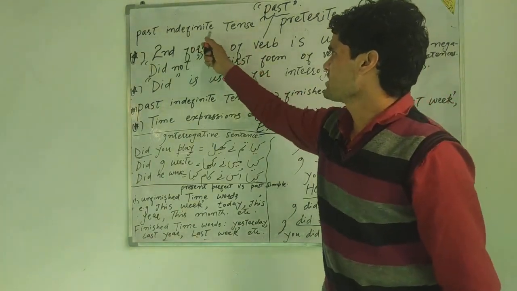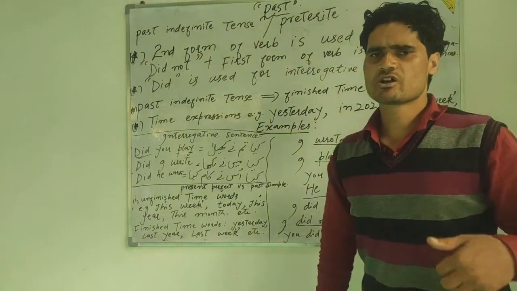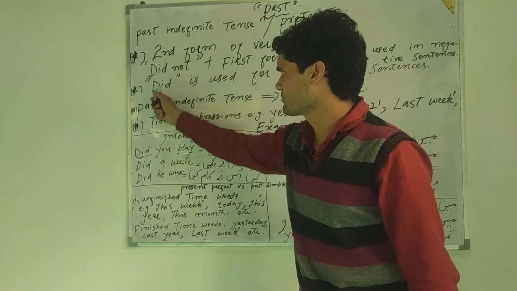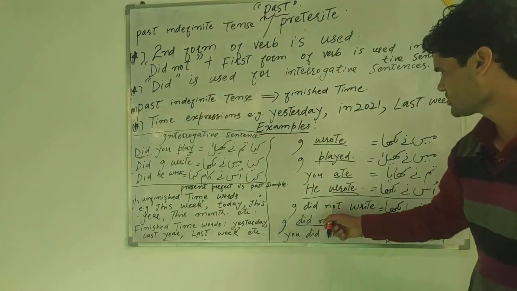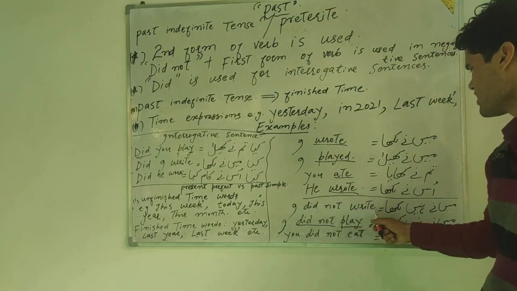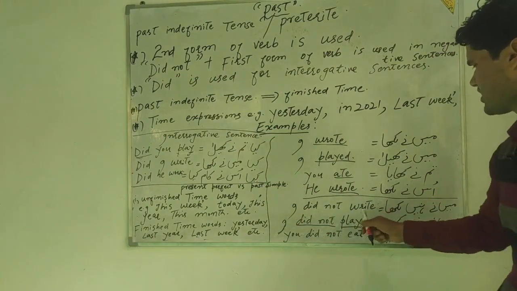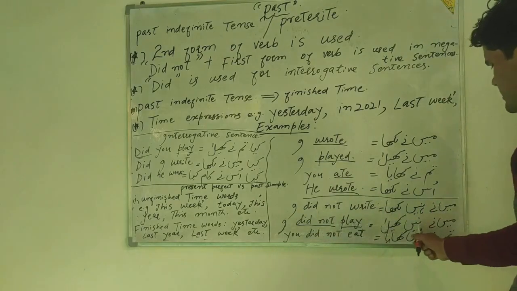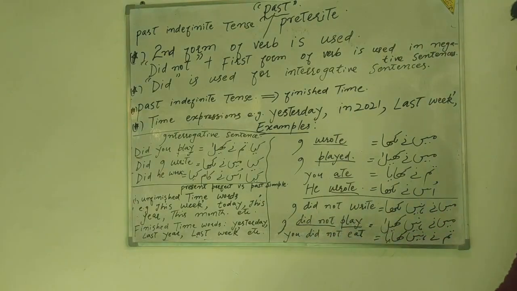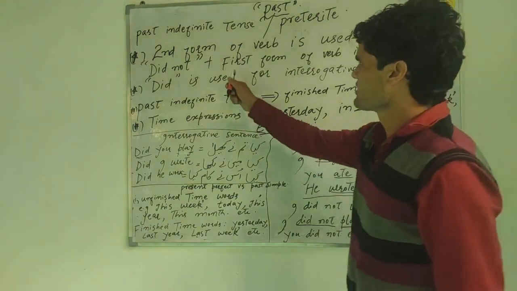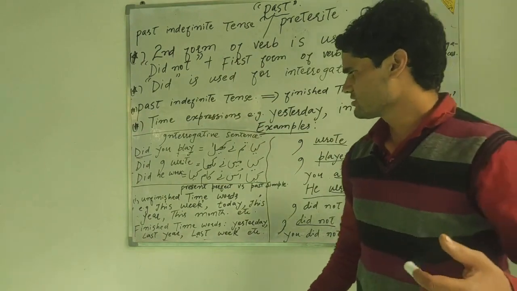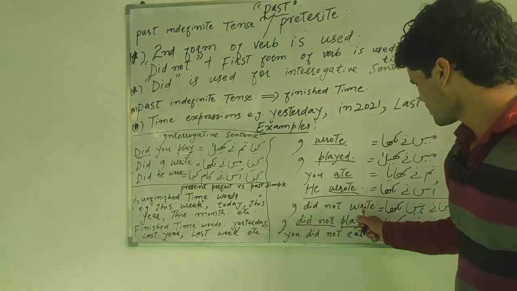In case of past indefinite tense, whenever we frame a sentence along the principle of this formula, we have to put did not plus first form of verb. Here I have written it. I did not write, मैंने नहीं लिखा. I did not play, मैंने नहीं खेला. You did not eat, तुमने नहीं खाया. Now, these three principles have been practically shown to you in the examples.